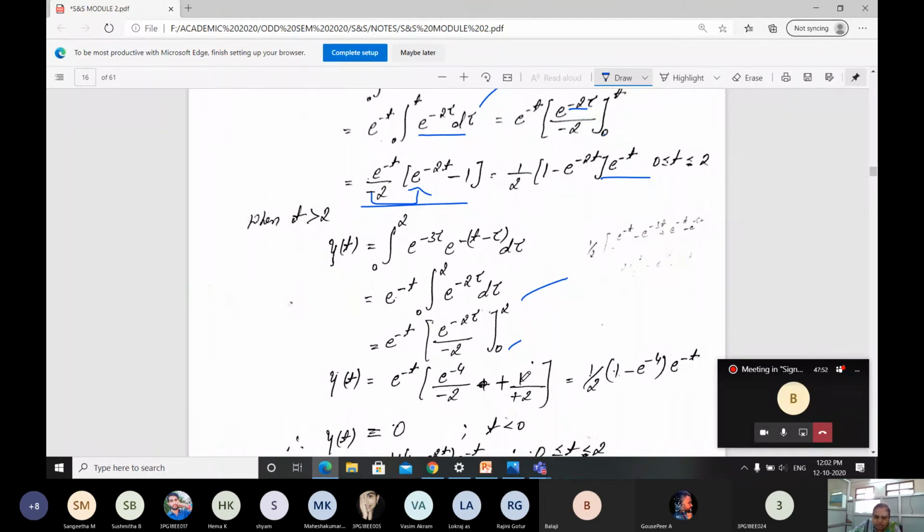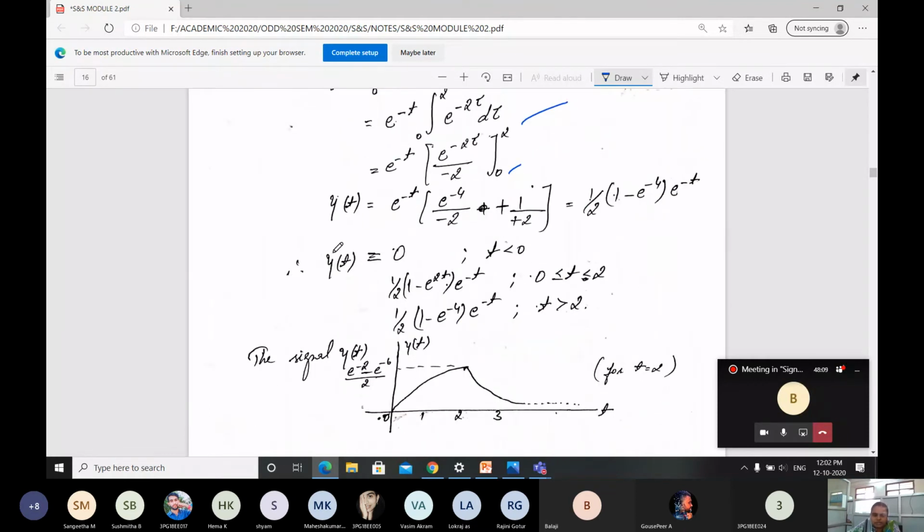If I take 1 by 2 as common, I'll be getting 1 by 2 times (1 minus e raised to minus 4), because here it is minus 2, right? In both conditions 1 by 2 is common for that reason, and e raised to minus t you will be getting. Then a brief of all the answers once. y of t is going to be 0 when t is less than 0, and it will be equal to 1 by 2 times (1 minus e raised to minus 2t) times e raised to minus t when it is in between 0 and 2. When t is greater than 2, you will be getting 1 by 2 times (1 minus e raised to minus 4) times e raised to minus t, at t greater than 2 only.